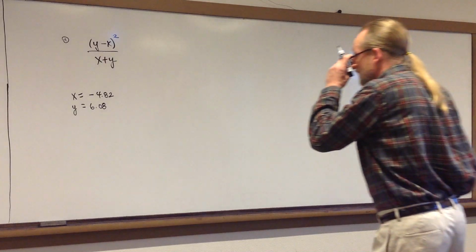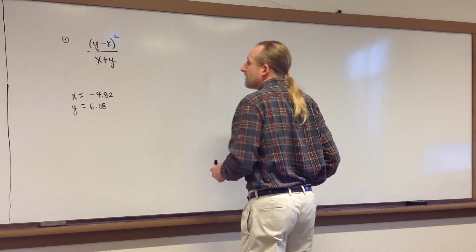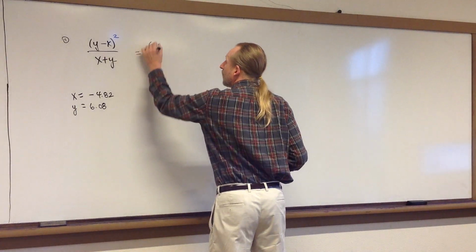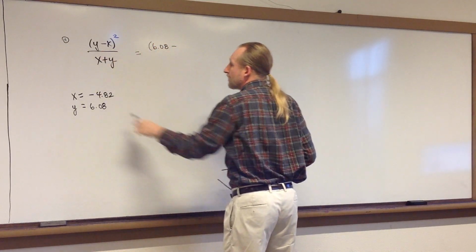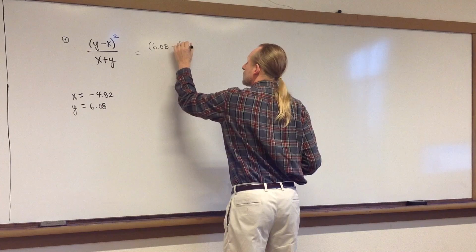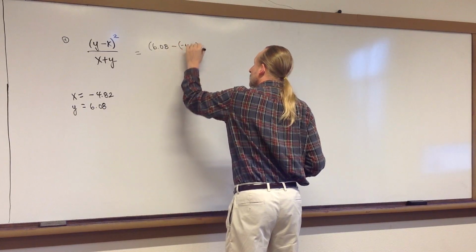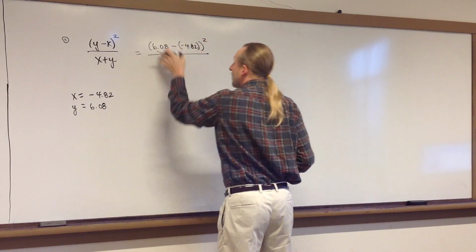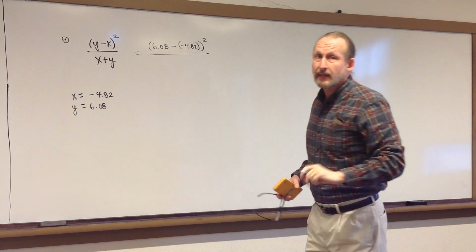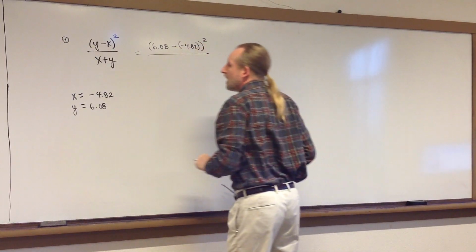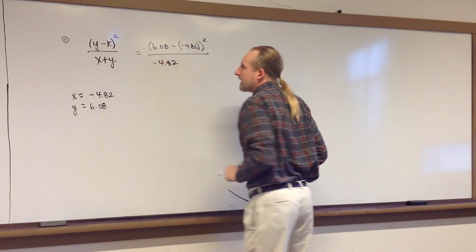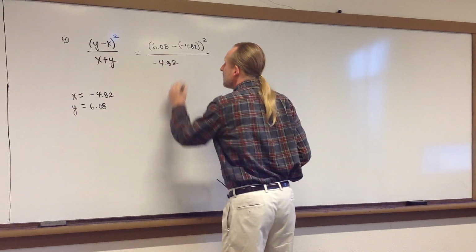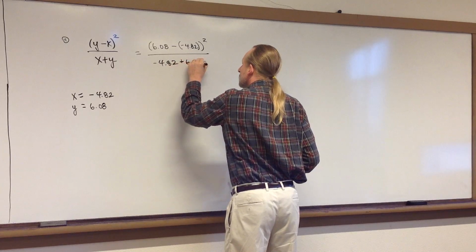Okay, so let's see. If we substitute our values in, y is 6.08. This minus sign comes with the formula. We'll get a second minus sign from the value of x, and then we'll calculate that and square the answer. You can't square these individually because it doesn't work that way. All right, in the denominator, negative 4.82 plus 6.08.